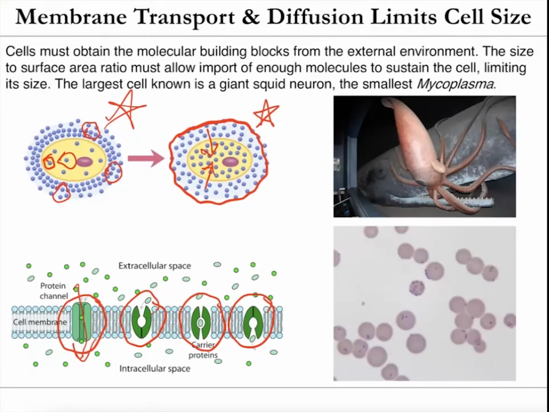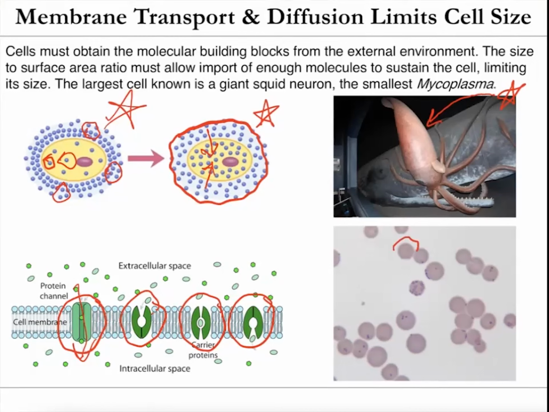So the largest cell known is actually, this is a really cool image, the axon of a neuron from the giant squid, which is like 12 meters long. So that's the biggest cell that's known, but it's actually very, very thin. Like it's very, very skinny, a few microns in diameter at some point. So that has no problem bringing in solutes, but that's the largest cell that's known in nature.